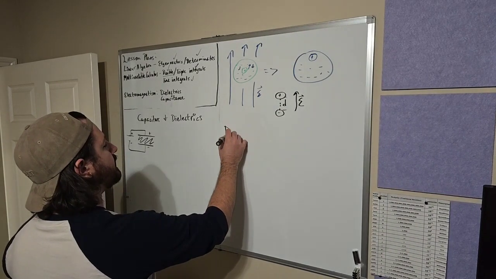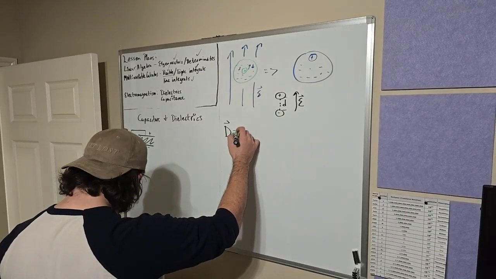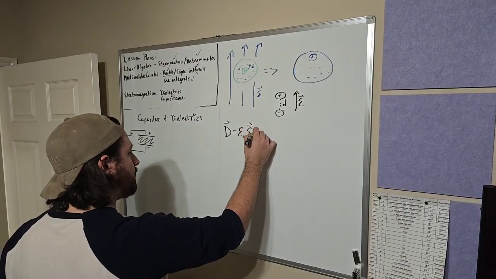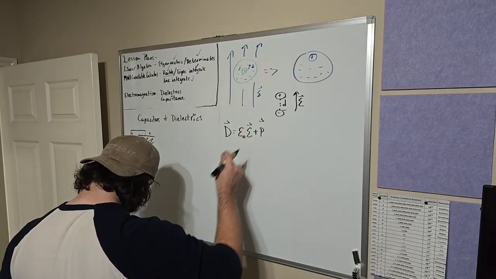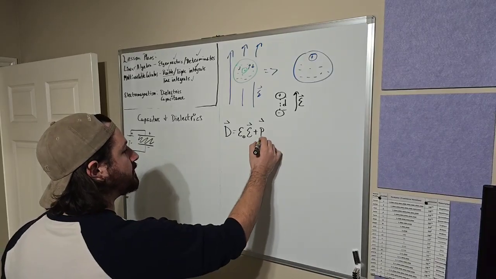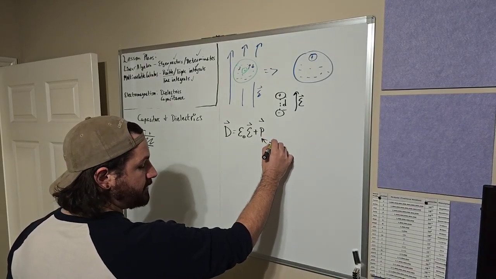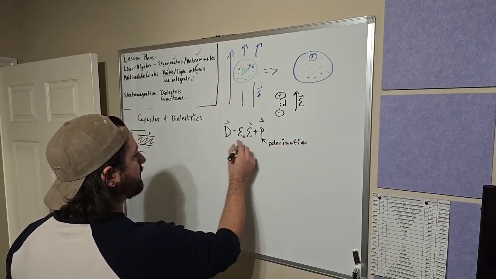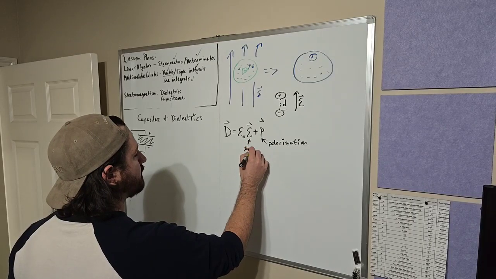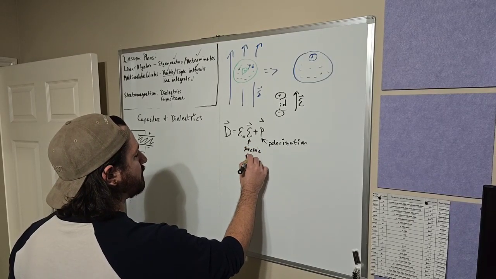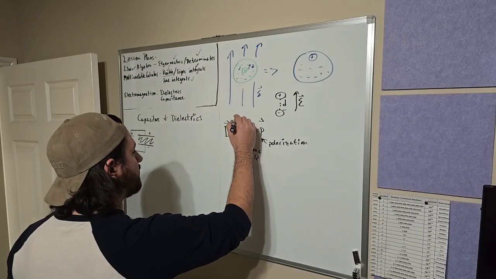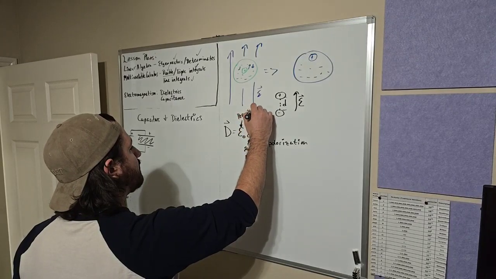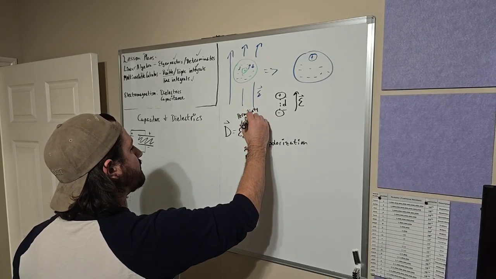So our first equation is that our D field is equal to our permittivity times our electric field plus the polarization field. So this is polarization, and then this is electric field, and this is, I want to say it's permittivity, not emissivity, sorry. And that's of free space, because it's not.